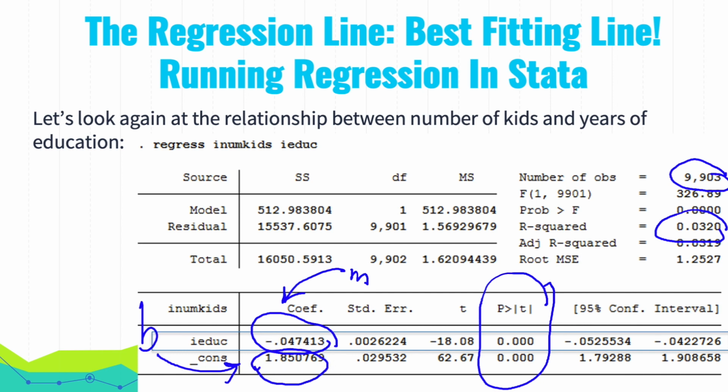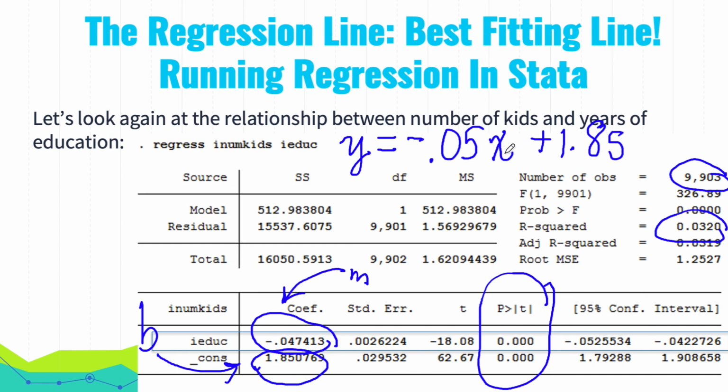So if I had to write my regression equation using this information, I would say y, which equals number of kids, is equal to m, negative 0.05 rounding, times years of education, which is x, plus 1.85. If the respondent has 0 years of education, the predicted value would be that the respondent had about 1.85 kids.